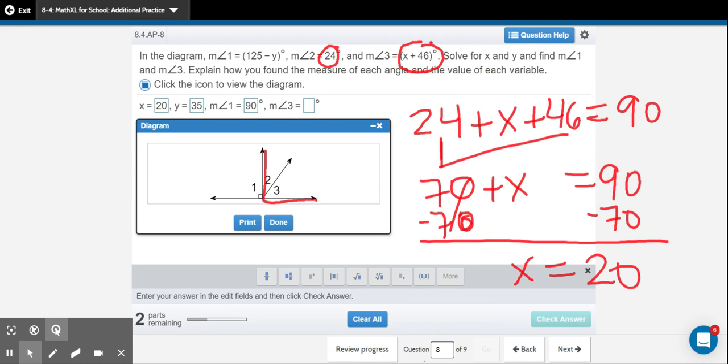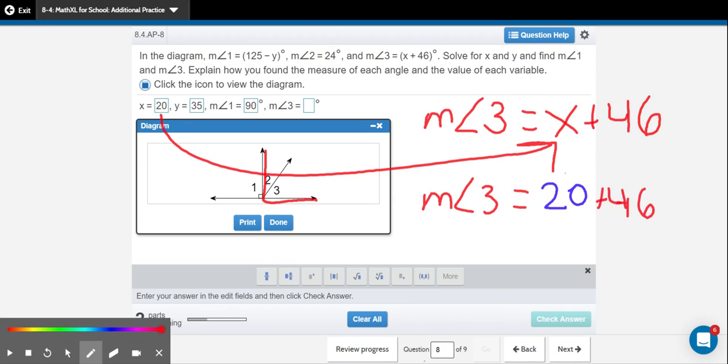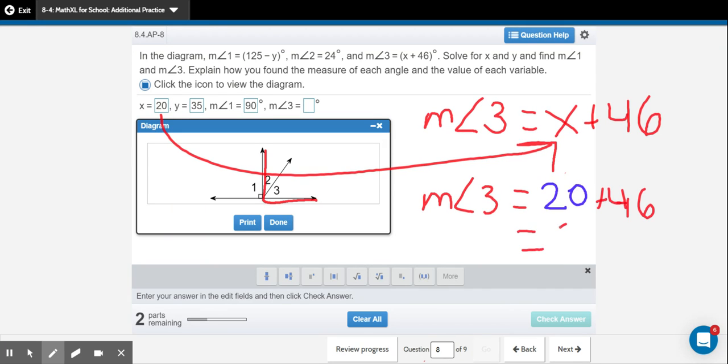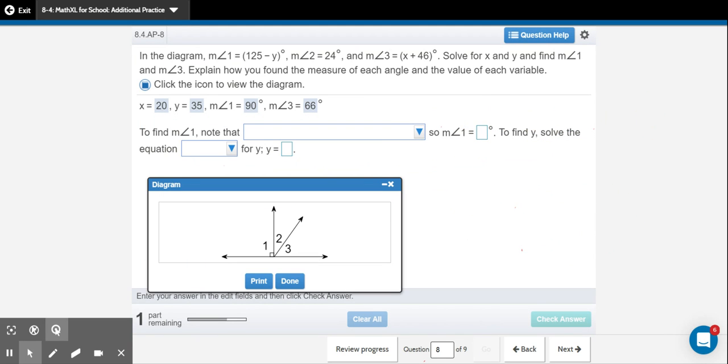Now, we still need to figure out what angle 3 is. So we are going to plug in 20 right back into here. Now we have the measure of angle 3 equals 20 plus 46. I plugged in the 20 that we got right into x, and we get 66. Fantastic.